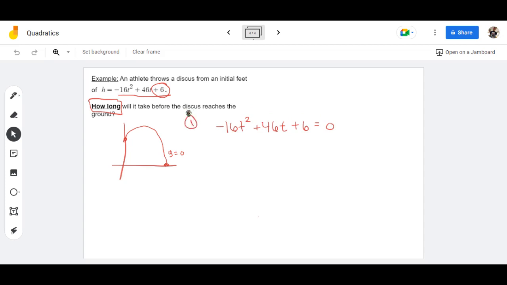Step two is to figure out, am I using factoring or can I use square roots? Because I have three terms here, I am going to use factoring. Now remember, the first step of factoring is to see if you can factor out a greatest common factor. Between negative 16, 46, and 6, the biggest number I can divide out is 2.